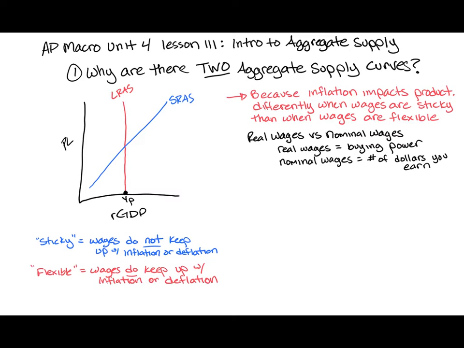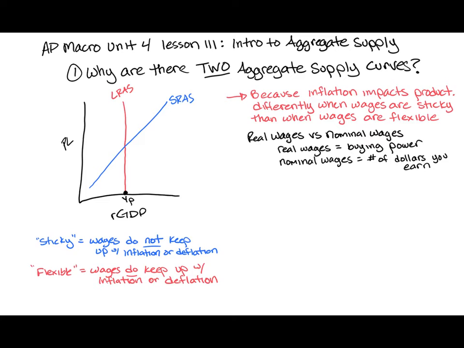Probably the most important and confusing thing for the kids to understand is that whereas in microeconomic supply and demand there was one supply curve, in macroeconomic or aggregate supply and demand there are two separate and unique supply curves that will move independently of each other, at least relatively independently of each other.